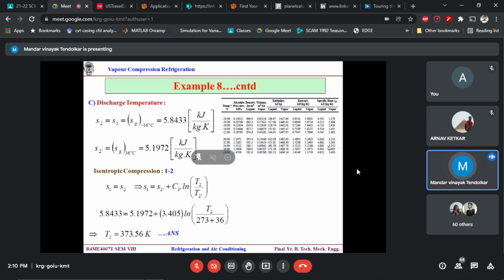Here, can you show this? See this? Oh, yes, sir. That is related to 36 degrees Celsius. So 3.405 came from here.